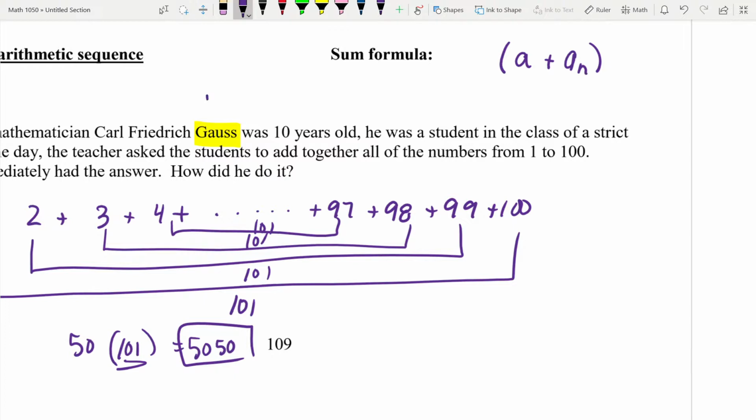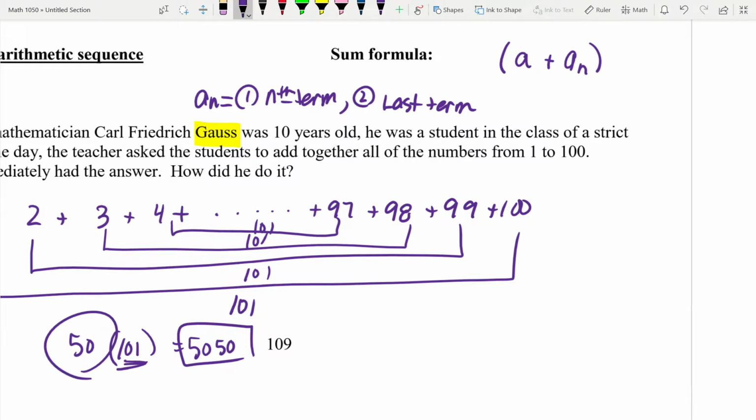So let's write over here, a sub n means two things. One thing it means is the nth term. And if we're talking about a sequence that ends, it also means the last term. Now, that's how I got my 101. How did I get my 50? I took the number of numbers and divided by 2. So this is obviously going to be divided by 2. How do I write the number of numbers?